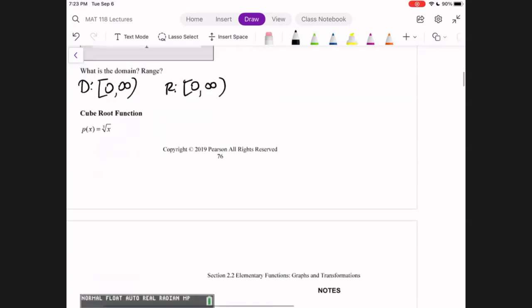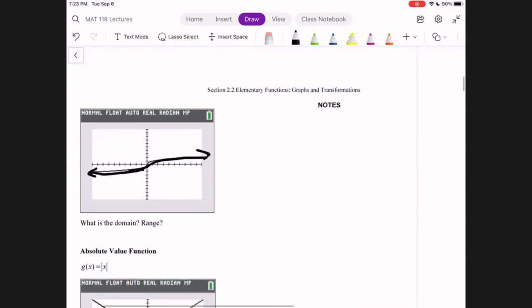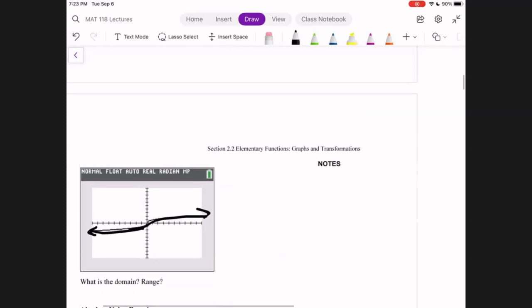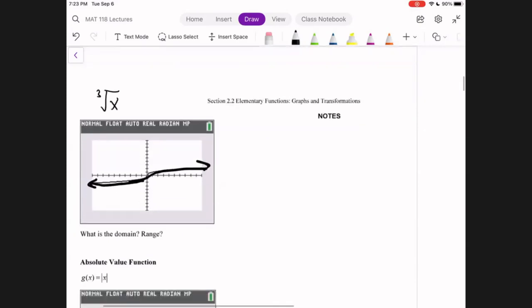And then we have the cube root, which is kind of like the cubic, but you'll see what happens. It's going to the left and a little bit down, and then it's going to the right and a little bit up. So it's a really nice example where I can pick anything for the domain and anything for the range. So this is the cube root, and the domain and the range are all reals. Okay.